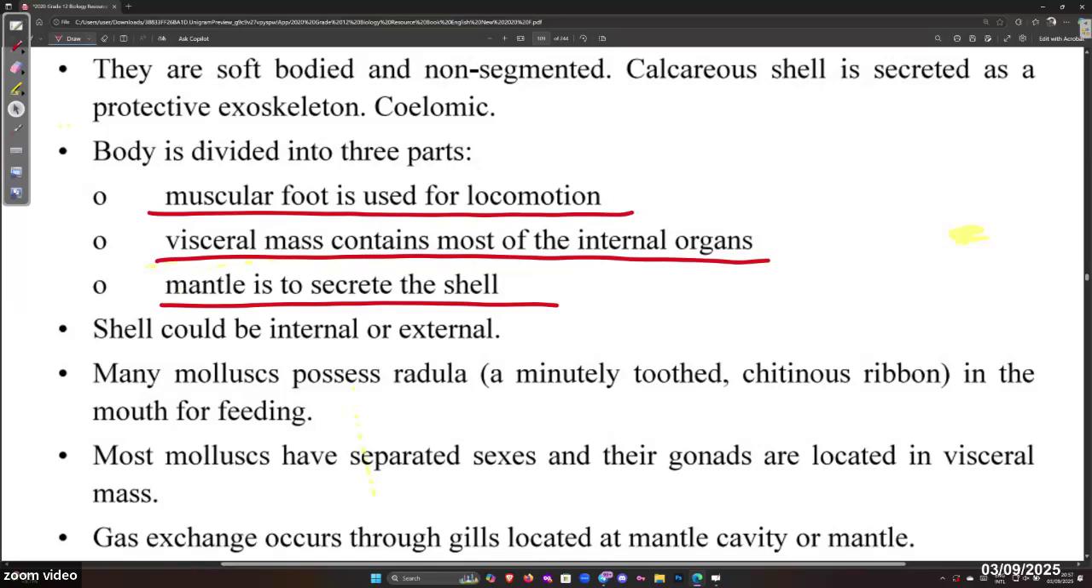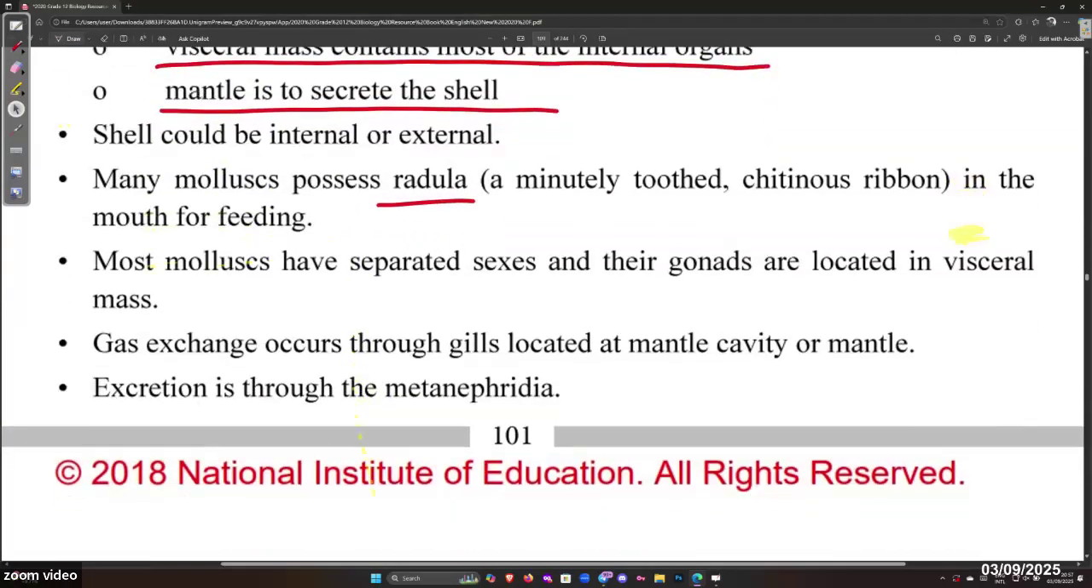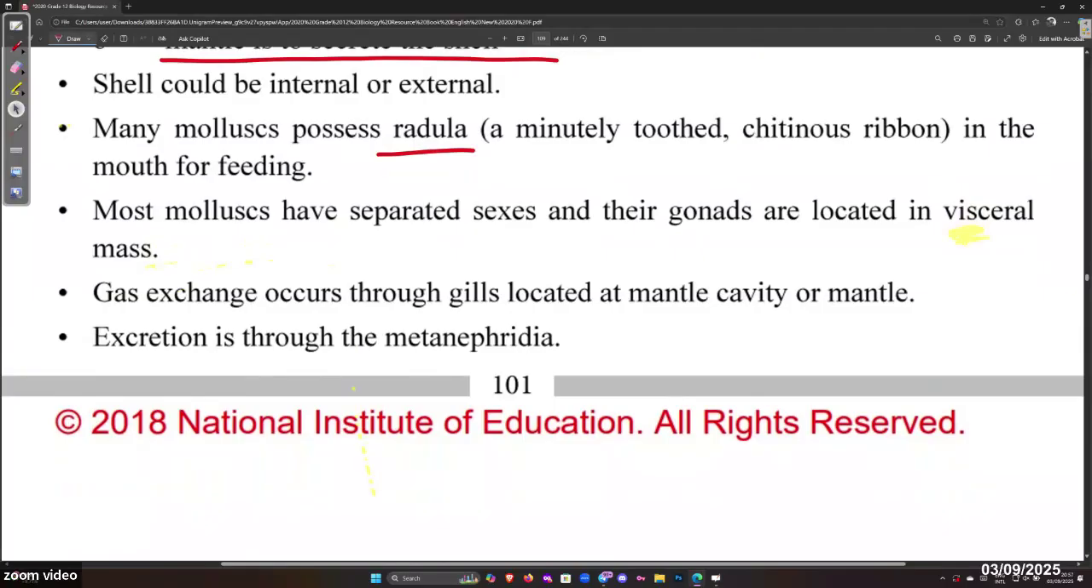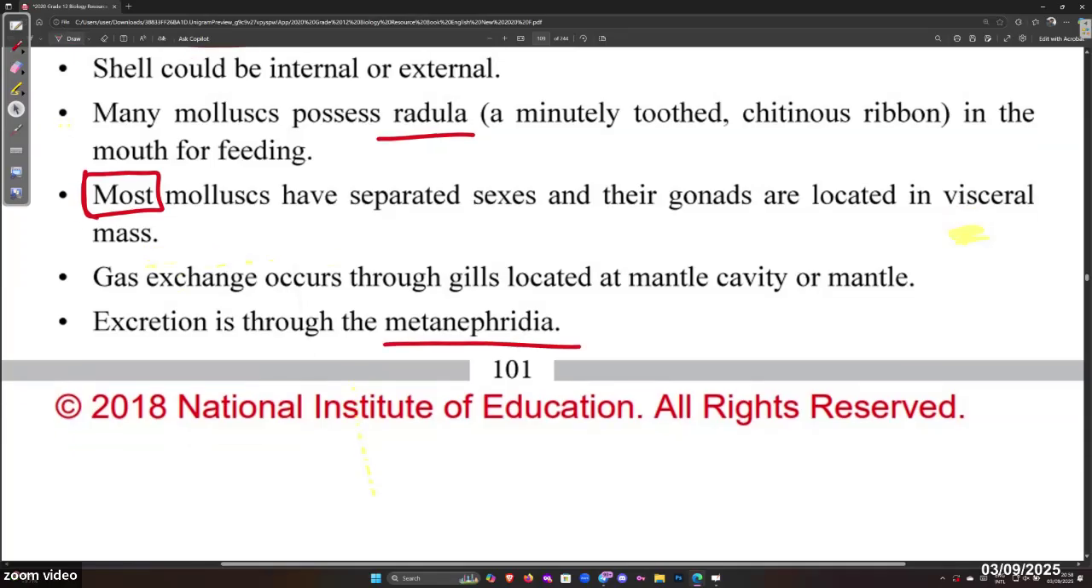Octopus. Many mollusks possess radula. Radula, a minutely toothed chitinous ribbon-like tongue. Most mollusks have separate sexes. That means males and females present, but that doesn't mean all. Look at this word: most mollusks have separate sexes. That means not all mollusks have separate sexes, right? Gas exchange occurs through gills located in the mantle cavity. Excretion through the metanephridia. Nephridia or the metanephridia.